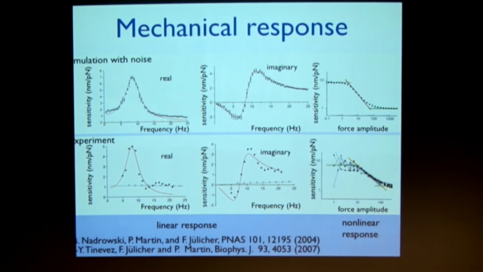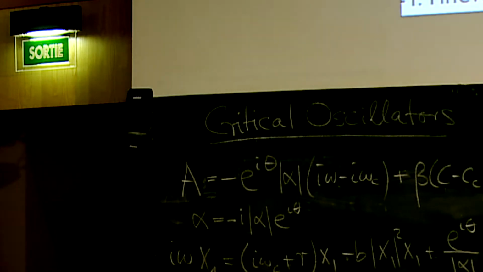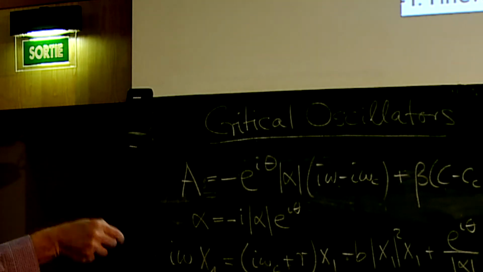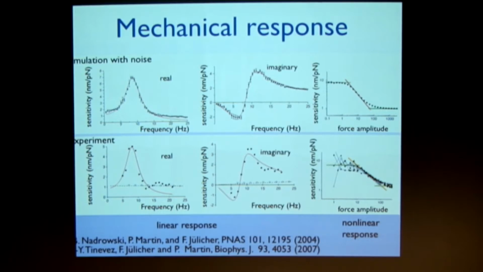So I mentioned that the linear response function, which is called A, as a function of frequency, is a complex number. One can write both the real and the imaginary parts of this linear response function, in this case as a function of frequency. And one can measure them, these are the data points, and we can calculate them in this model. And this works extremely well, but the noise is essential. It would not match without noise. So this is experiment, this is simulation. And here you see also the nonlinear response in experiment and simulation.